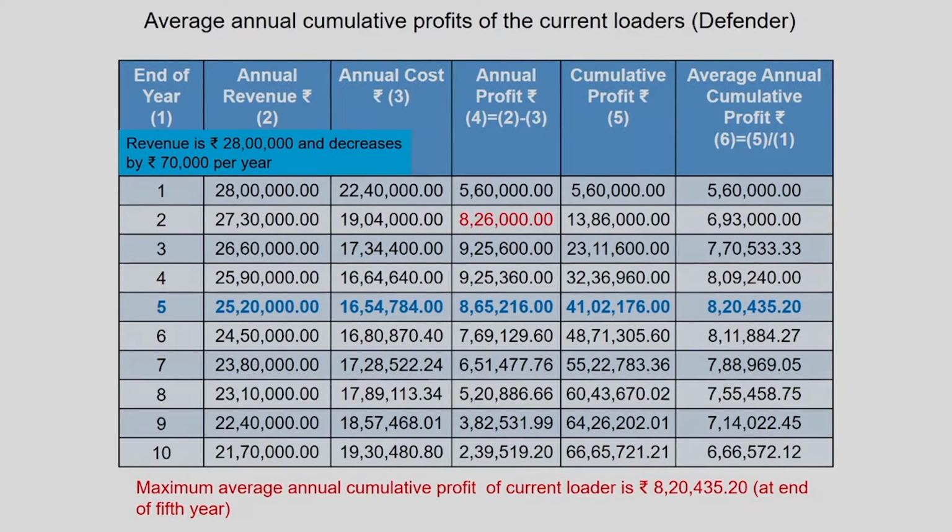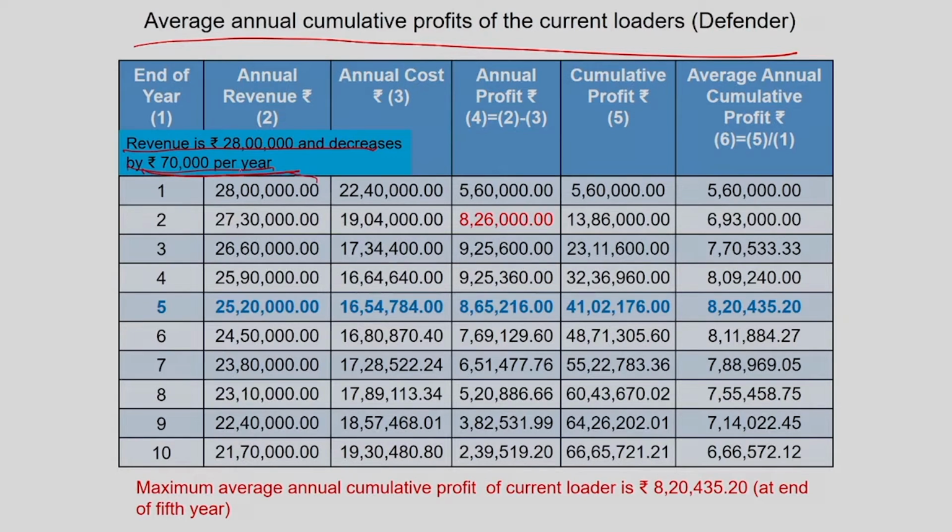Okay. So, now let us work out the same problem using the maximum profit method. Okay. So, we are going to find the average annual cumulative profit of the current loader as well as the proposed loader. Now, as given in the question, the revenue for the current loader is 28 lakh. It decreases by 70,000 every year. Okay. So, hope you know, as the machine age increases, its productivity will be less, its operating cost will be very high, it keeps increasing. So, you can see there will be a loss in revenue. So, the revenue keeps decreasing by 70,000 every year.